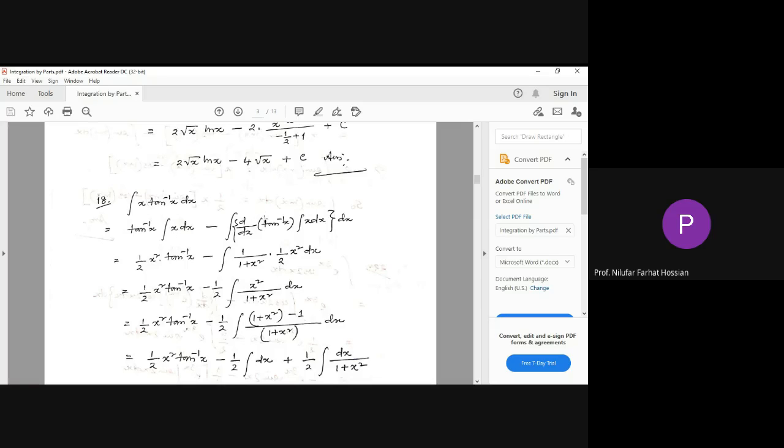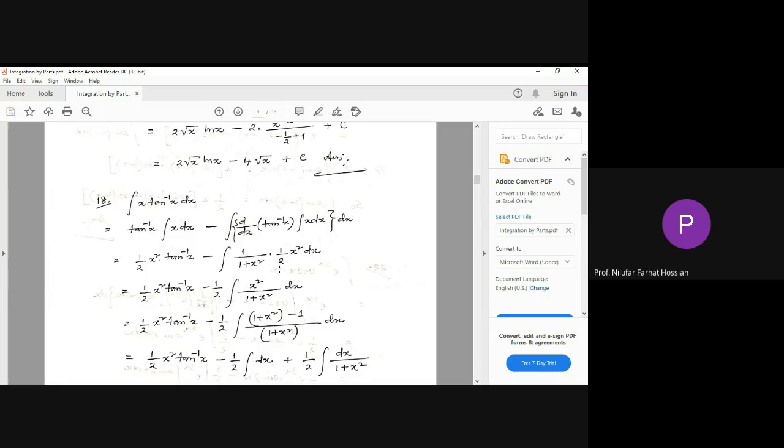And here, you have to know the formula for tan inverse x. d dx of tan inverse x is what? 1 by 1 plus x squared. Do you know it? You have to memorize this basic formula. d dx of tan inverse x is 1 by 1 plus x squared. And for this integration, you are getting x squared divided by 2.